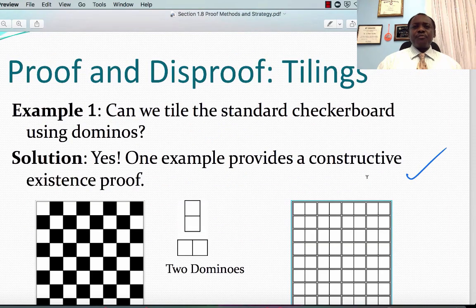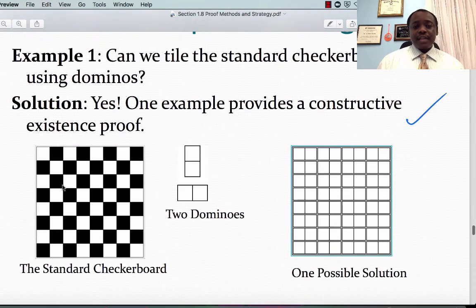Now, there are other proof methods and strategies we have out there. For example, can we tile the standard checkerboard using dominoes? So right here, that is the standard checkerboard, and these are dominoes. Can we use dominoes to tile the standard checkerboard? Well, we can actually do it and say done. You don't have to write anything. We just take our dominoes and we put them in order. We line them up and we say, this is one possible solution. All we need is just one solution. And we have a solution, so that is done.